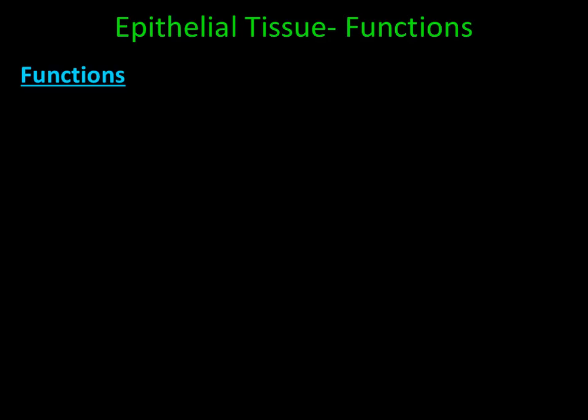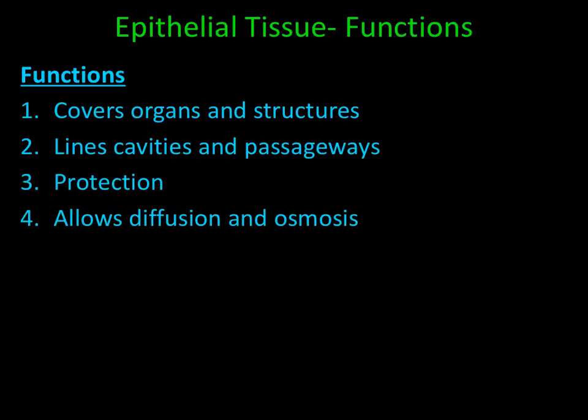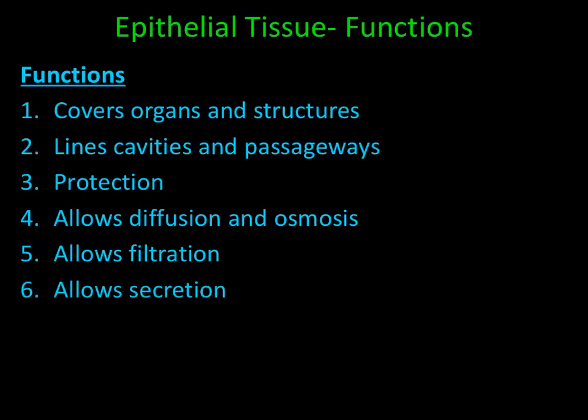Epithelial tissue has 6 functions. The first function is to cover organs and structures. The second function is to line cavities and passageways. The third function is for protection. The fourth function allows diffusion and osmosis, and remember that diffusion and osmosis is the movement of materials or water from areas of high concentration to areas of low concentration. The fifth function is to allow for filtration, which is the separation of materials by size. And the last function is to allow for secretion, which is the production and release of substances.